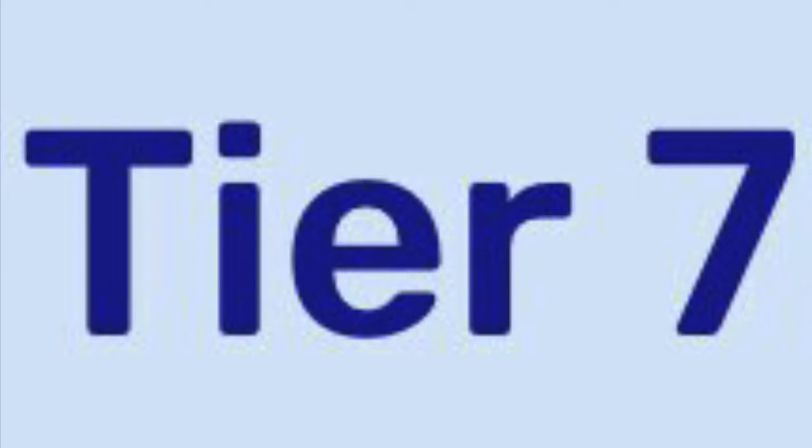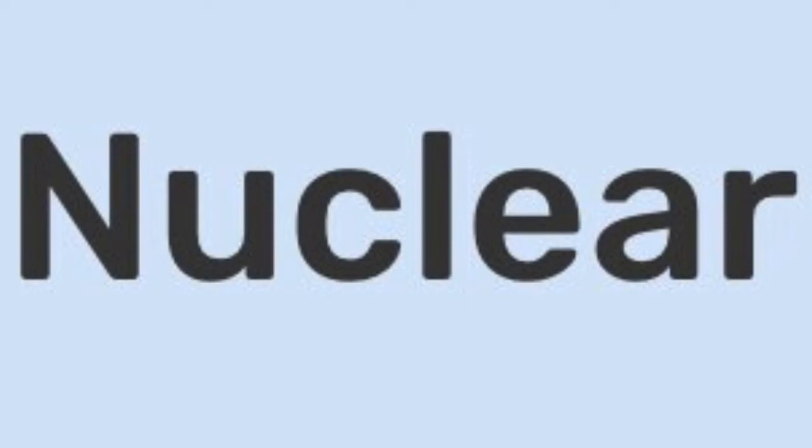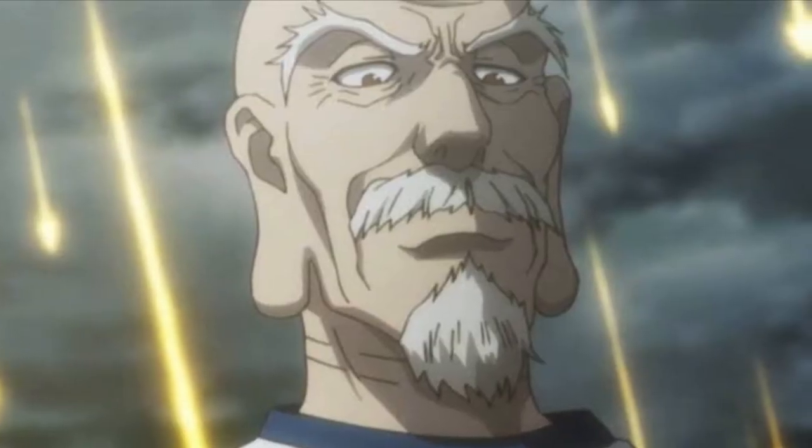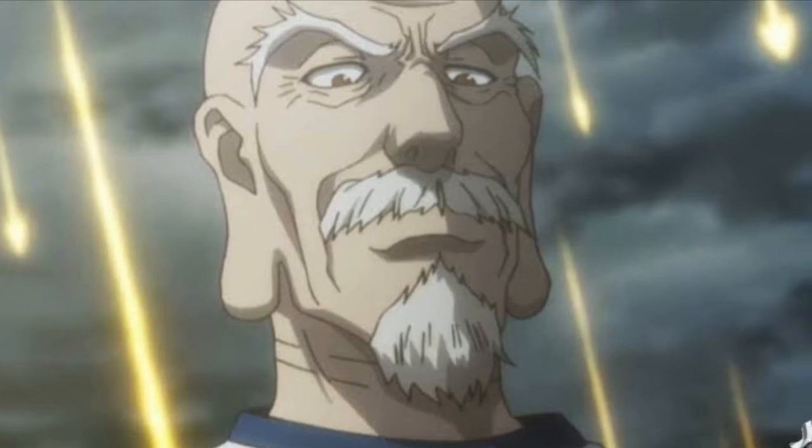And then if you turn up the scale a bit more, tier 7 or nuclear is a stronger one than tier 8, obviously. And I don't know if it's a coincidence or not, but there are 7 sub tiers in tier 7, which is, I guess, cool, but why? There are low 7C, which is you can destroy a small town. 7C, town level, you can destroy a town. High 7C, large town level, you can destroy a large town. An example of a character that is 7C is Netero from Hunter x Hunter.